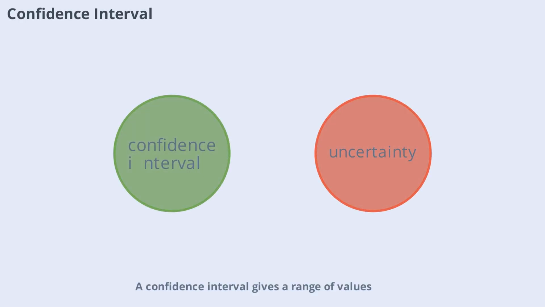Confidence interval gives a range of values that's likely to contain the true population parameter. For example, a 95% confidence interval means we're 95% sure the true value lies within that range. Confidence intervals help us express uncertainty and provide more information than a single estimate.